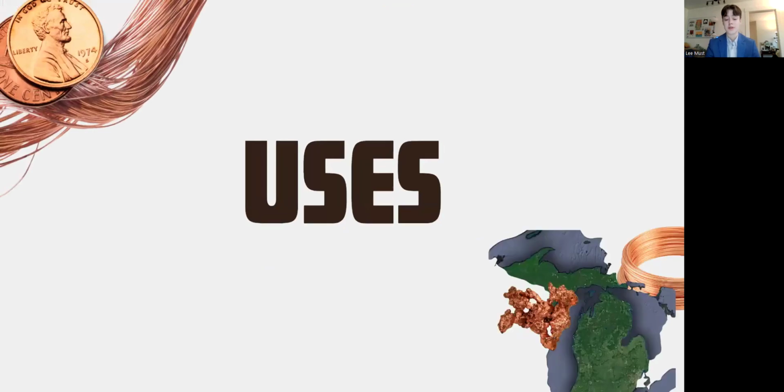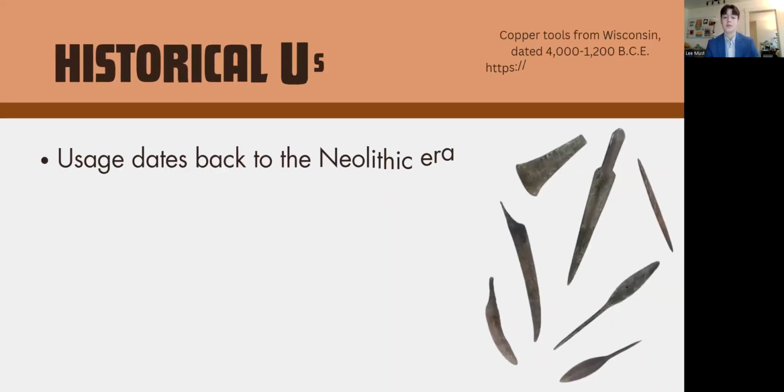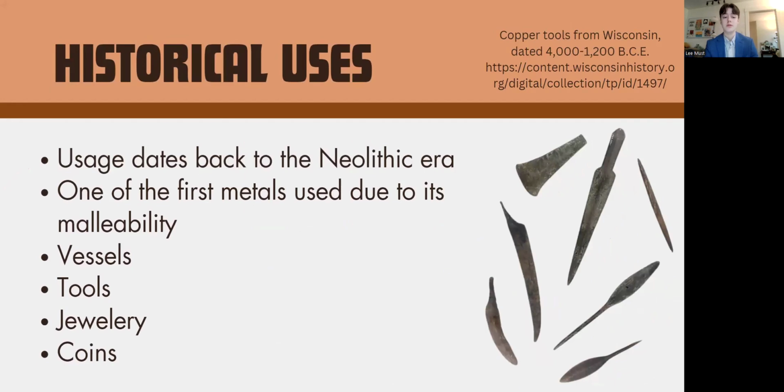Now that we know how copper is formed, how we extract it, and the impact of extracting it, let's talk about why we even go through all that in the first place. How do we use copper? Well, historically, copper was one of the very first metals to be used. Its usage dates back to the Neolithic era, and it is one of the metals that we've been using for the longest time.